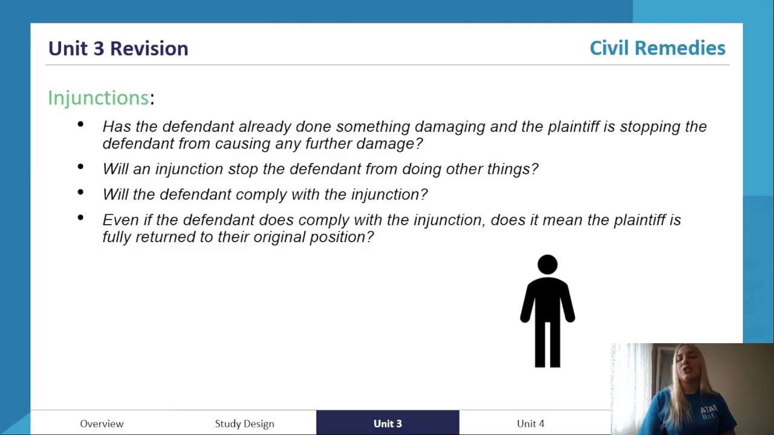Now, when you look at injunctions, think about a restrictive injunction. If the purpose is to stop an action, has something damaging already occurred, and it's only stopping the defendant from causing further damage, but it's not going to address or reverse the damage that's already happened. Additionally, can that injunction stop the defendant from doing other things, such as out of malice? But more so, think about restrictive injunctions not being able to correct what has already happened.